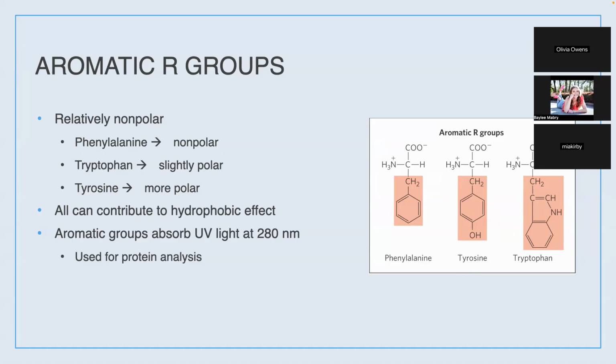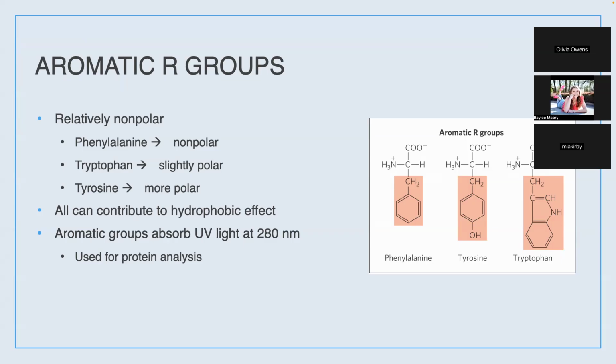And then later, several chapters from now, we're going to look at protein analysis, so how they measure proteins and analyze them in labs. But one thing that we'll see is that these aromatic groups can absorb UV light at 280 nanometers. So we'll revisit that when we get to protein analysis. When you've got a protein that has these aromatic groups in it, it's an easy way to analyze them and quantify them. Good here. Sweet.